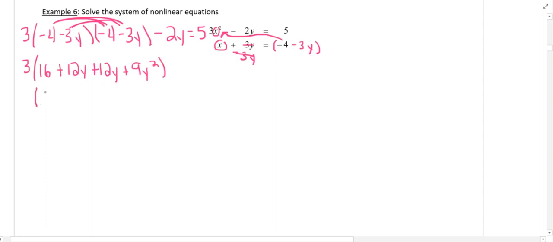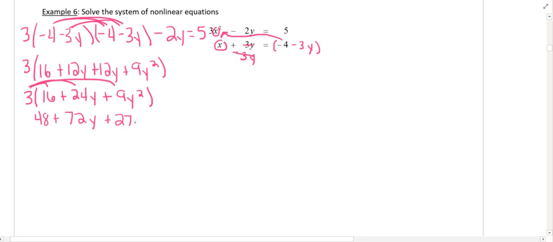Let's go ahead and combine. Let's see, we've got 16 plus 24y plus 9y squared. Let's bring that 3 down. So 3 times 16 is going to give me 48. 3 times 24 will give me 72y. And then 3 times 9y squared will give me a 27y squared. Let's bring down this minus 2y. And since I've got this squared term, I'm going to bring this 5 over as well. I'm going to subtract it. So it's going to be a -5 equals 0, because this is a quadratic that we're going to have to solve and get the two solutions.